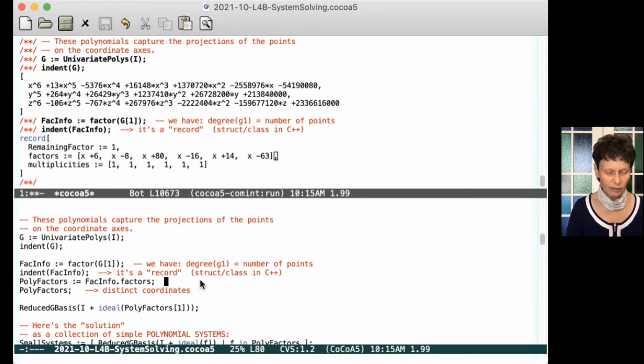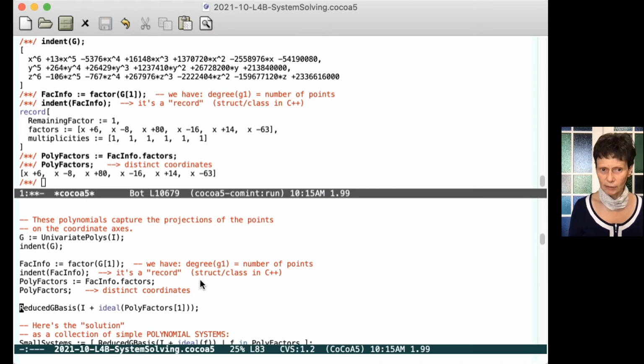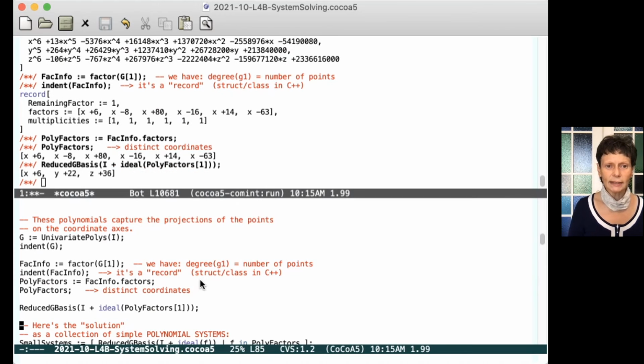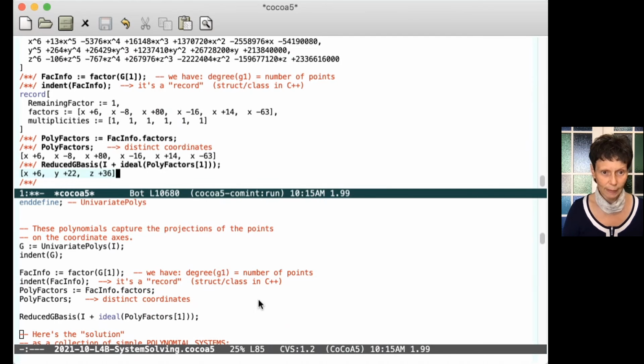So how do we select the factors? Just writing dot factors, like in C++. And here are the factors. Now that I have the factors, I can add the first factor, x plus 6, which means that x plus 6 is equal to 0, so that x equals minus 6. I add this to the original ideal, and computing the reduced Gröbner basis, I get this Gröbner basis, which tells me that x is minus 6, y is minus 22, and z is minus 36.